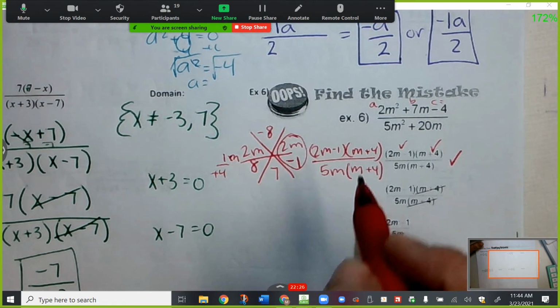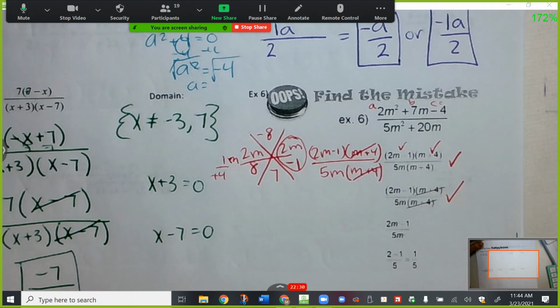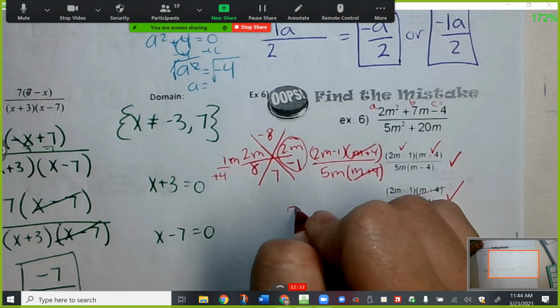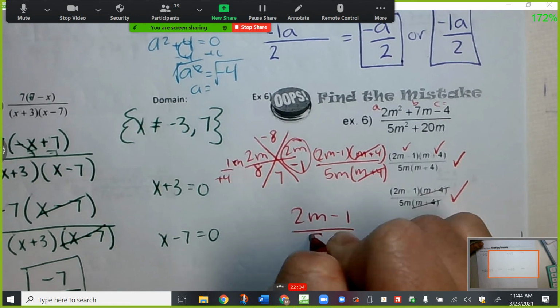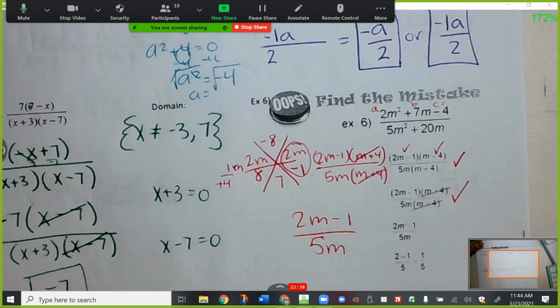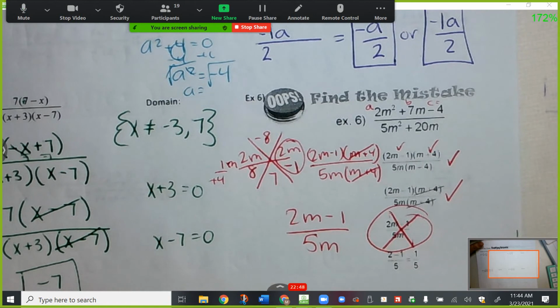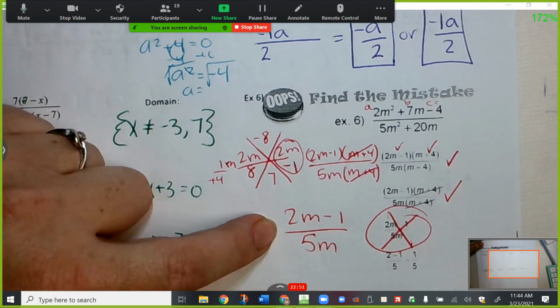You cancel your m plus 4, which is right. Now, can it simplify any further? No, because this top has subtraction. And remember, when it has subtraction, it's all or nothing, right? And since it has that, can you just cross out the m's like they did? No, so this is where your mistake is. This is your final answer.